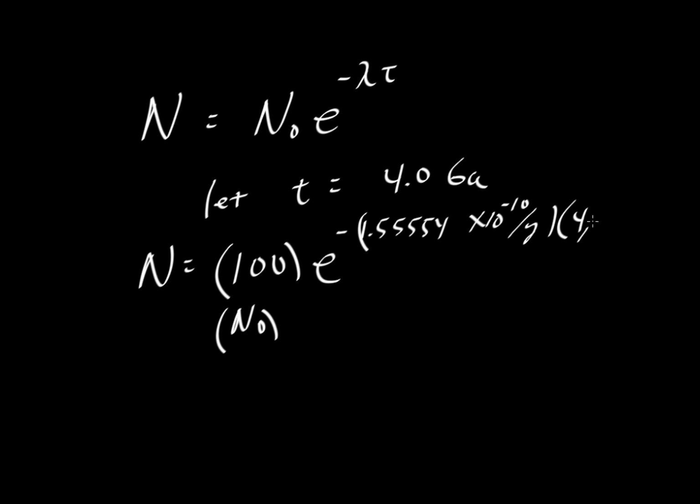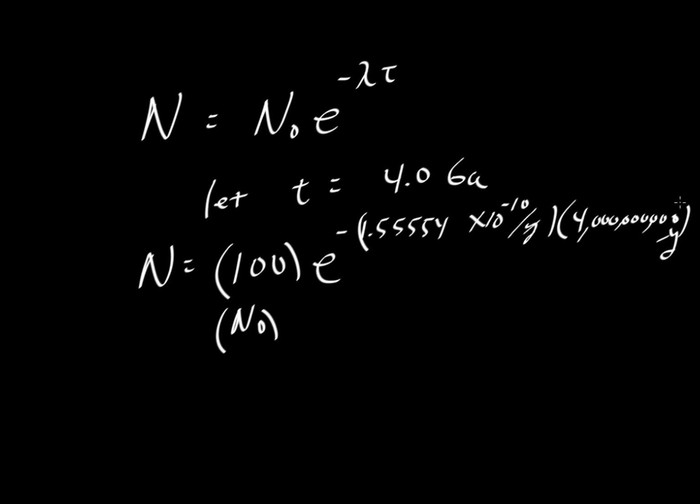So that's 9 zeros: 1, 2, 3, 4, 5, 6, 7, 8, 9. So we're going to squeeze all those in there. And that has units of years. Notice that this is 1 over years, and that's years, so those years would cancel.